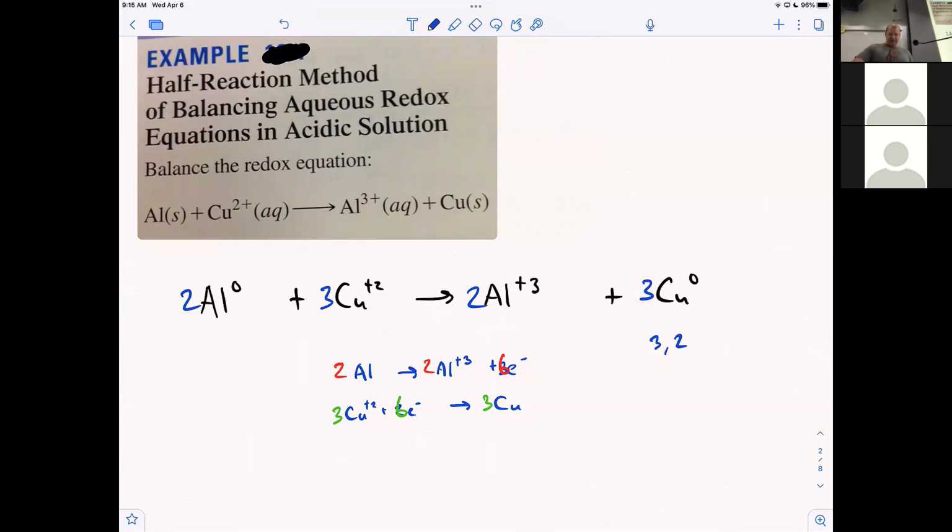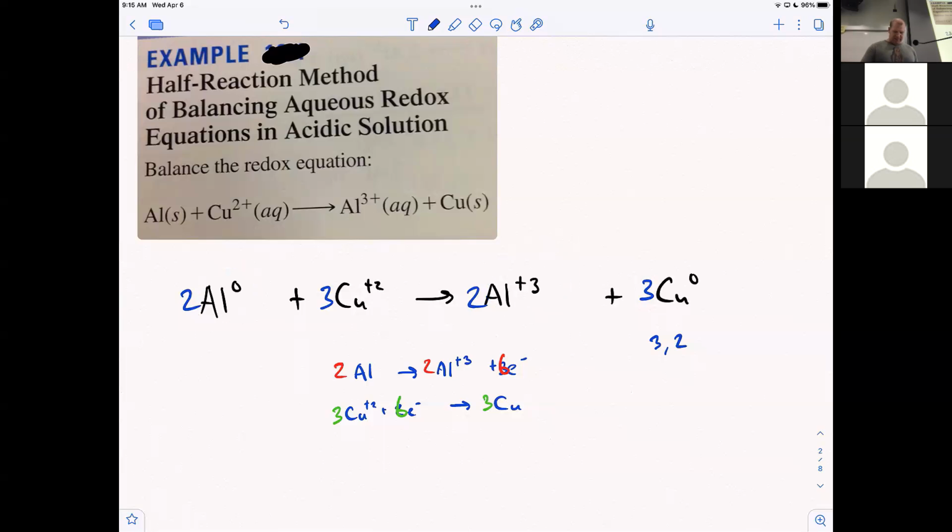So, recap for this one, we have this reaction here: aluminum metal plus copper plus 2 yields aluminum plus 3 and copper metal. We need to balance this, and this is an oxidation reduction reaction. You think, well, by atom, I'm already balanced, but that's not entirely the case. I didn't even mention the oxidation states: aluminum metal and copper metal are both 0, and the ions are equal to their charge.